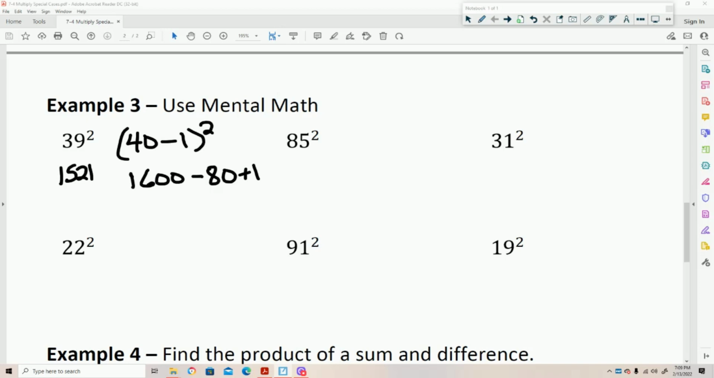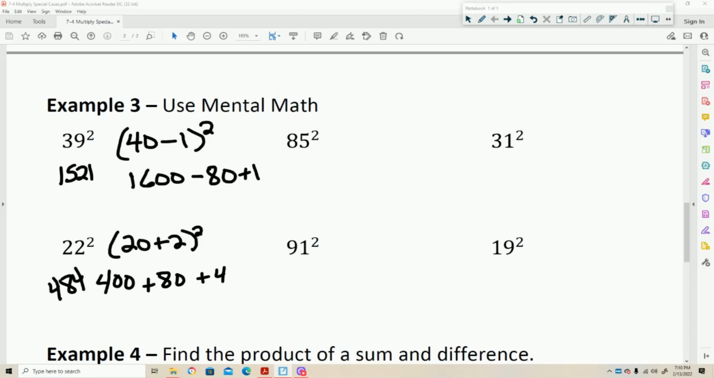For this one down here, we got 22 squared. That is the same as 20 plus 2. We're going to square that. Okay, you get 400 when you square 20. Then you're going to get 80 when you multiply 2 times 20 times 2. And then you're going to get 4 right at the end there. You square the 2, you get 4. So 484. That one's a little easier to do in the brain. 484 is our final answer.